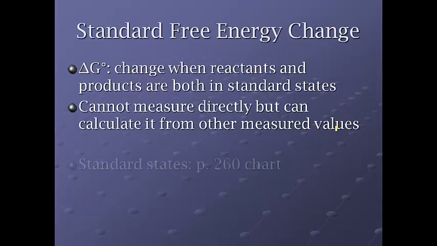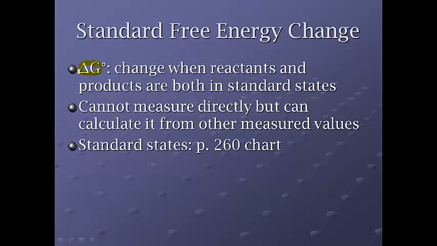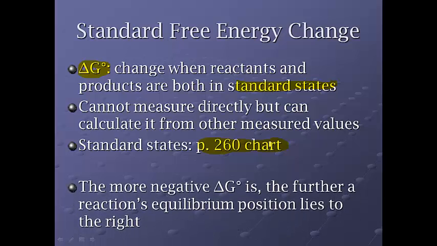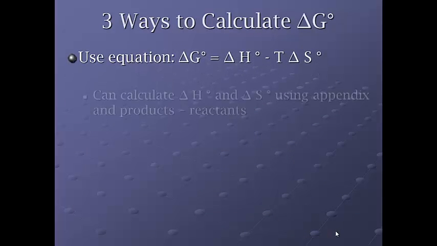Okay, last concept, free energy in chemical reactions. Delta G prime is the change when reactants and products are both in their standard states. We cannot measure it directly, but we can calculate it from other measured values. For a refresher on standard states, look on page 260. There's a chart that explains that. But the more negative the delta G prime is, the further the reaction's equilibrium position lies to the right, or that it's going to favor the products, which makes sense because the more negative, the more available energy that got used up, the more it's going to favor the products, and it's going to shift to that side.